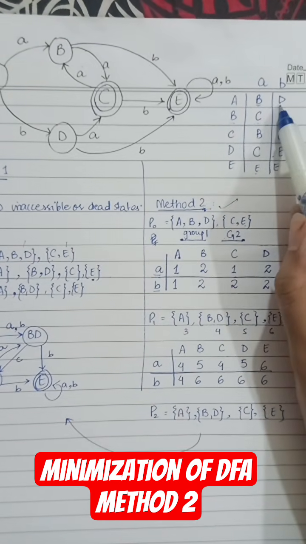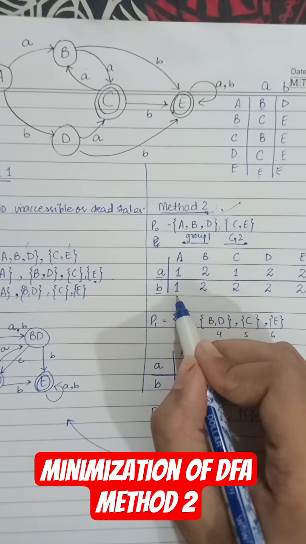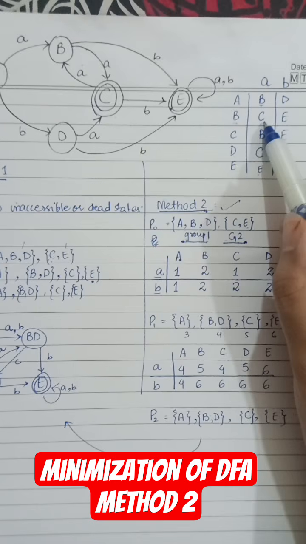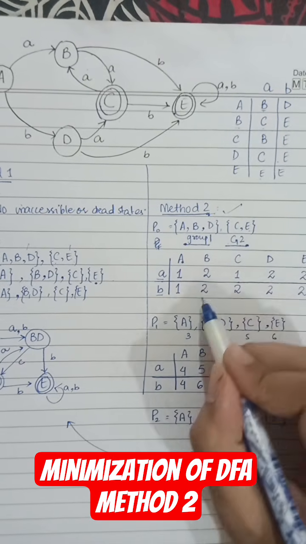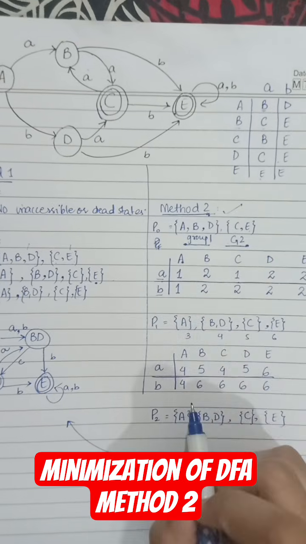On input B, where does A go? On input B, A goes to D. D is in group 1. Let's write 1 over here. Similarly, we do the same for B. On input A, B goes to C. C is in group 2. On input B, B goes to E. E is also in group 2. So we write 2 and 2.